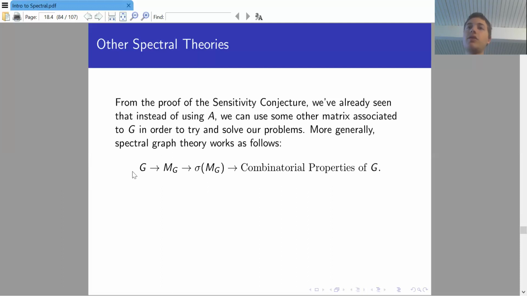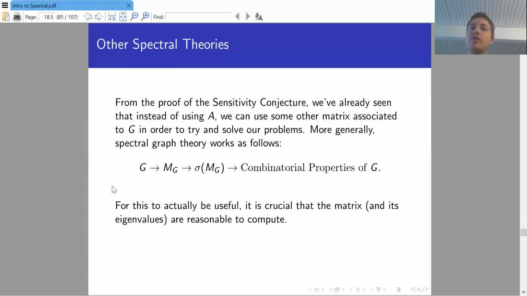And I'll note that all 3 of these arrows are important and non-trivial steps. Certainly, this step is probably the most important. If you have some matrix and its eigenvalues tell you nothing about the combinatorial properties of your graph G, then there's no reason to even consider the matrix, because you can't do anything with it in the end. But equally as important is that you need to be able to do these 2 steps.